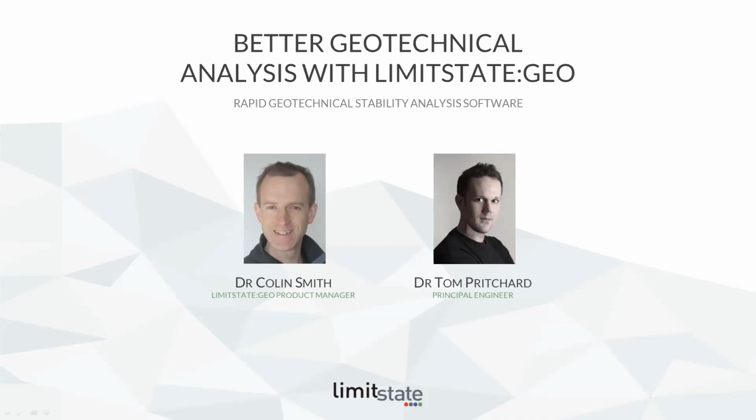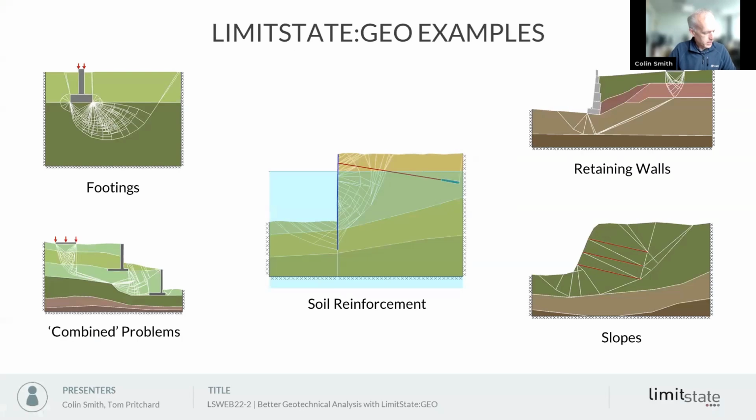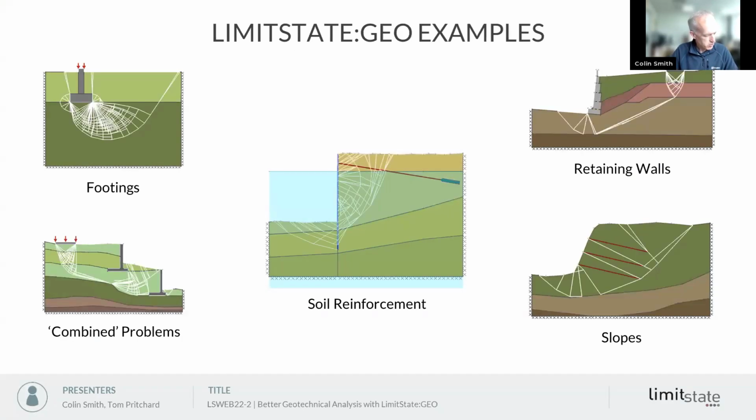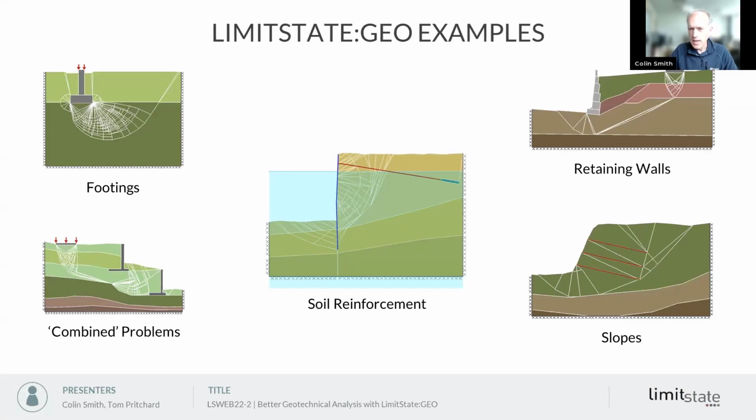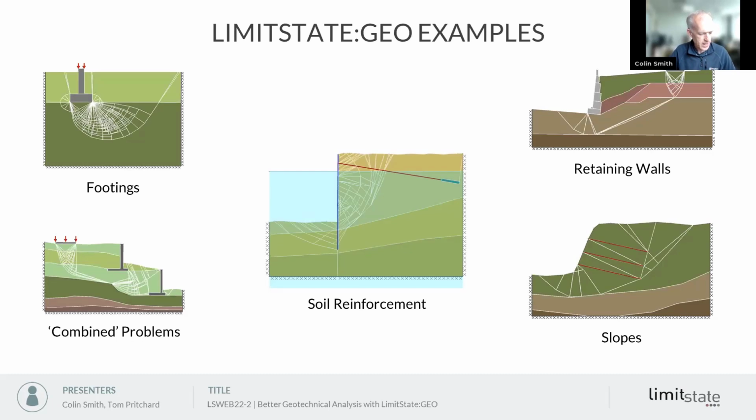Okay, well, thank you, Tom. Let's just kick off with the next slide. So just to whet your appetite, we'll kick off with a slide showing a selection of the problem types that can be solved by the LimitState GEO software. And as you can see, the software has been designed to identify the critical collapse mechanism for any problem type in the form of a slipline mechanism.